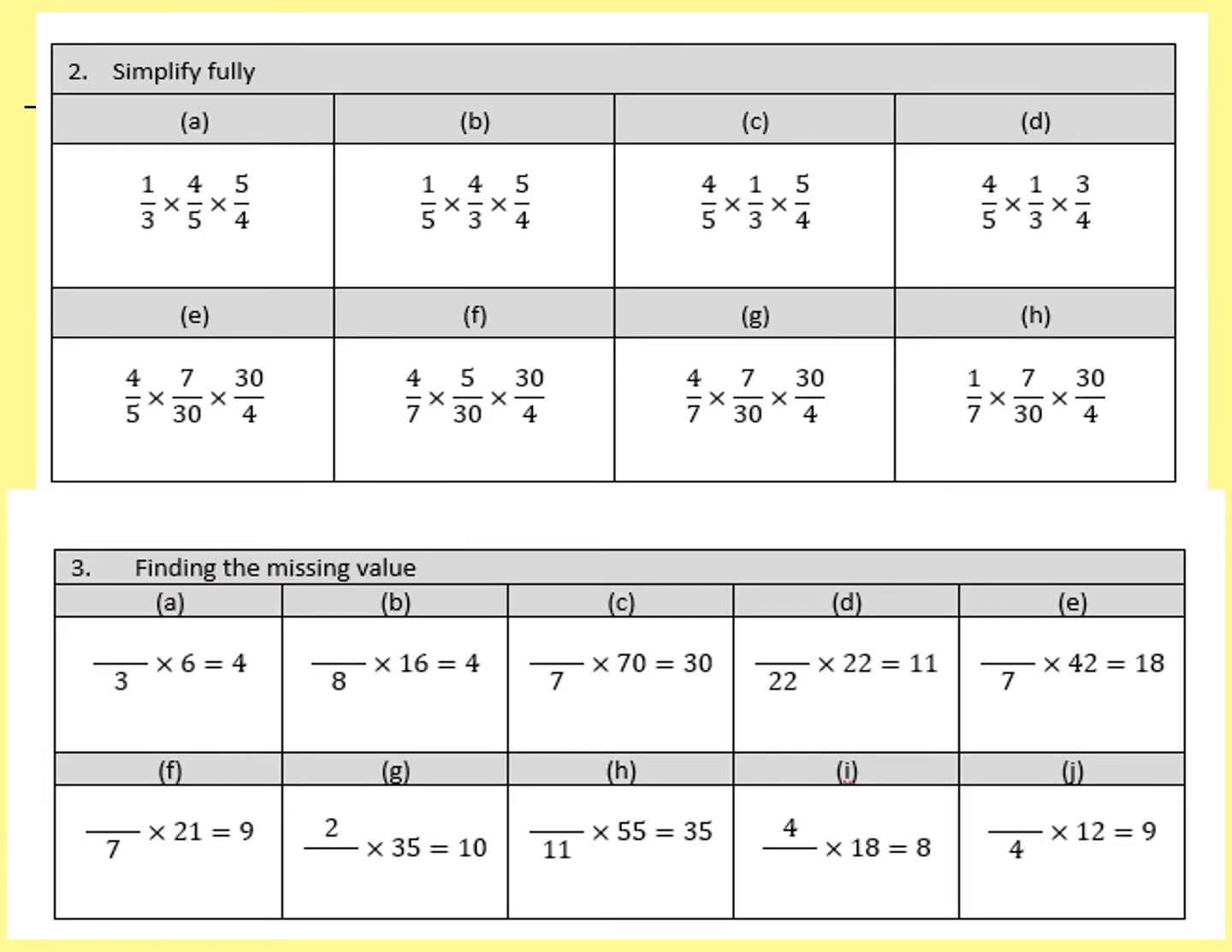Now for the next 10 minutes, I want you to do question 2 and question 3. And in question 3, you need to fill in some blanks and work out how to get the answer that was there.